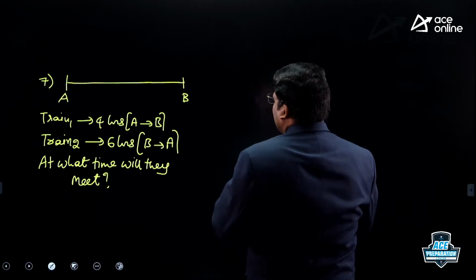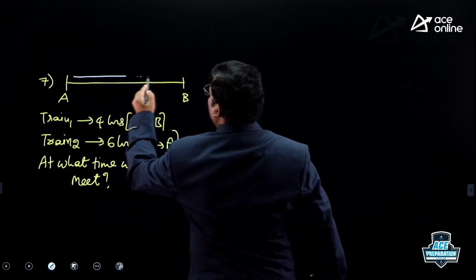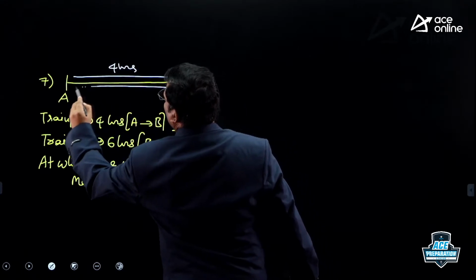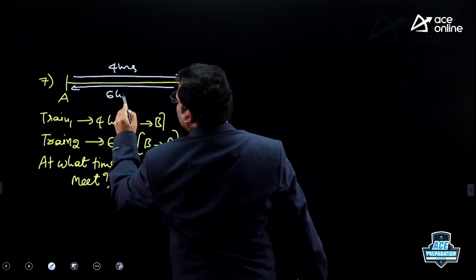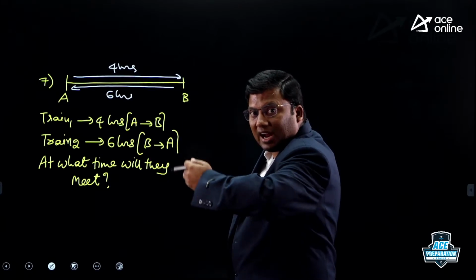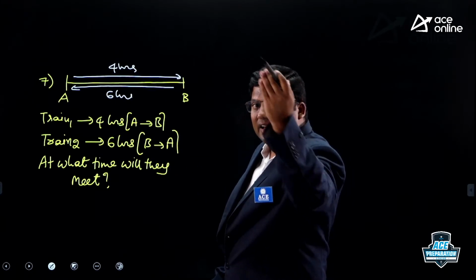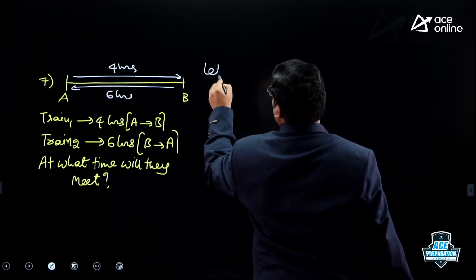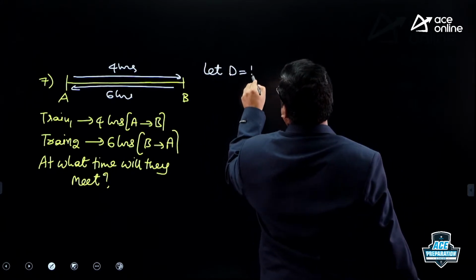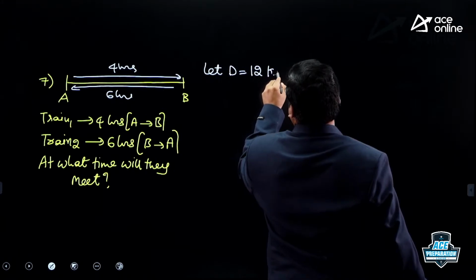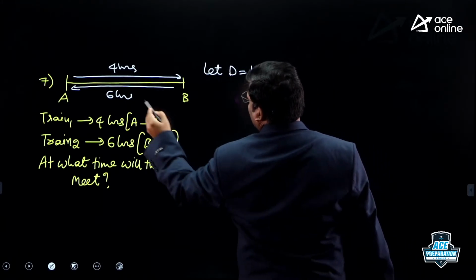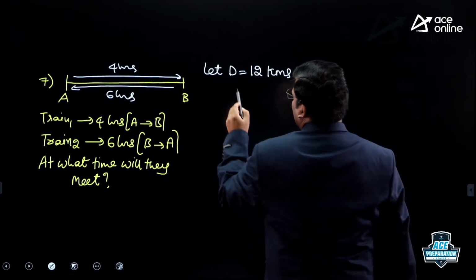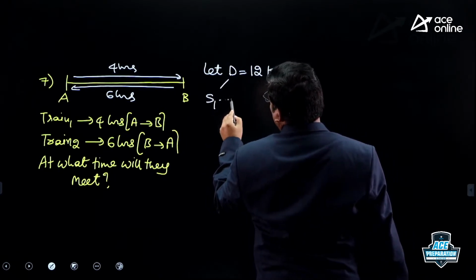Very, very easy. A to B, how many hours is it taking? 4 hours. B to A, how many hours is it taking? 6 hours. A person is traveling from A to B and another from B to A. What is constant? Distance is constant. Let D be the LCM of 4 and 6, which is 12 kilometers. S1 will be 3 kilometers per hour.